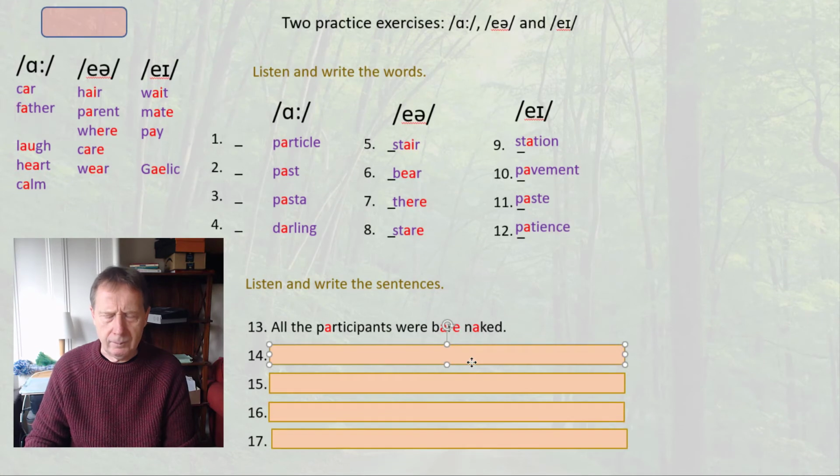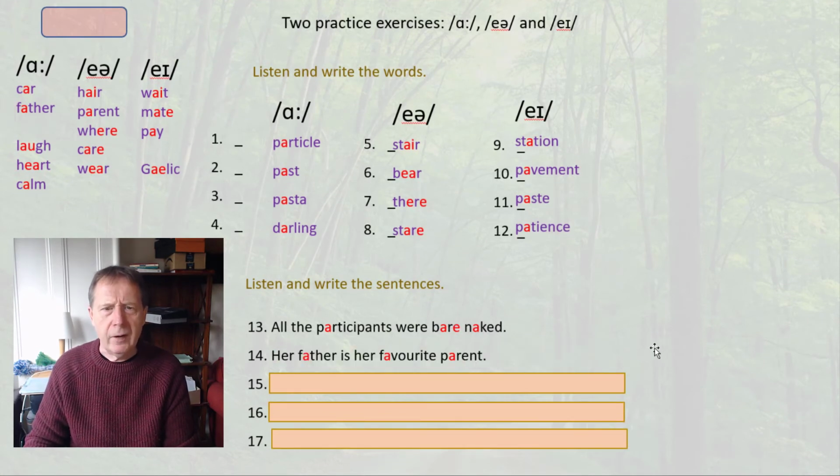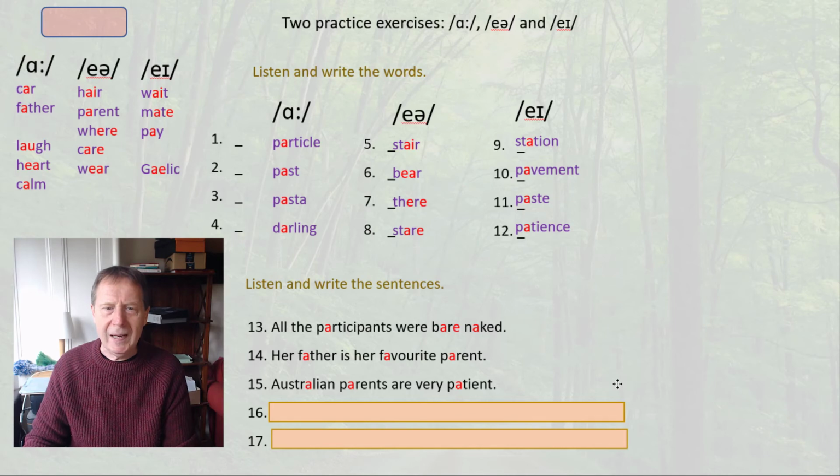Number 14. Her father is her favourite parent. Her father is her favourite parent. Number 15. Australian parents are very patient. Australian parents are very patient.